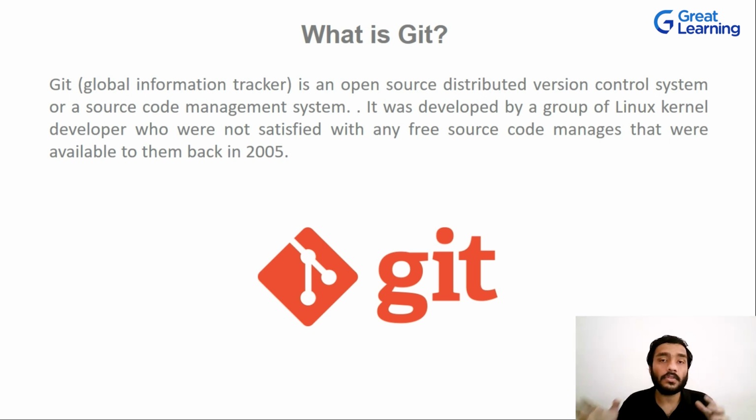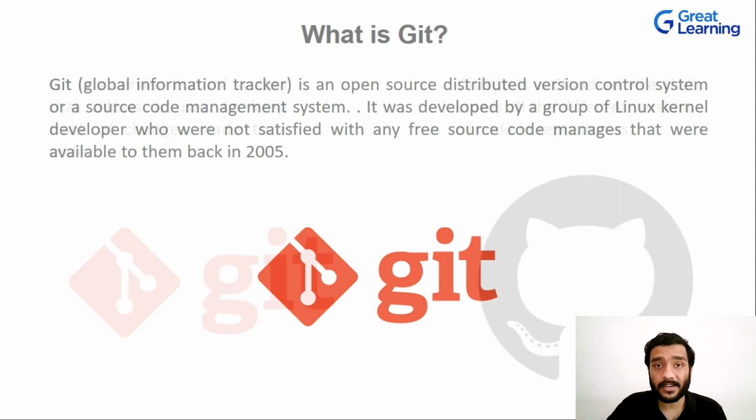All right, so about Git a little bit. It was developed by a group of Linux kernel developers. If you know Linus Torvalds, the person who came up with the Linux kernel itself, he was the one behind Git. The reason they made Git was because they did not find any good version control tool back in 2005, so they just made one, that is Git. And it was open source, which means it was freely available for everyone to use, even commercially. So that's what Git is.